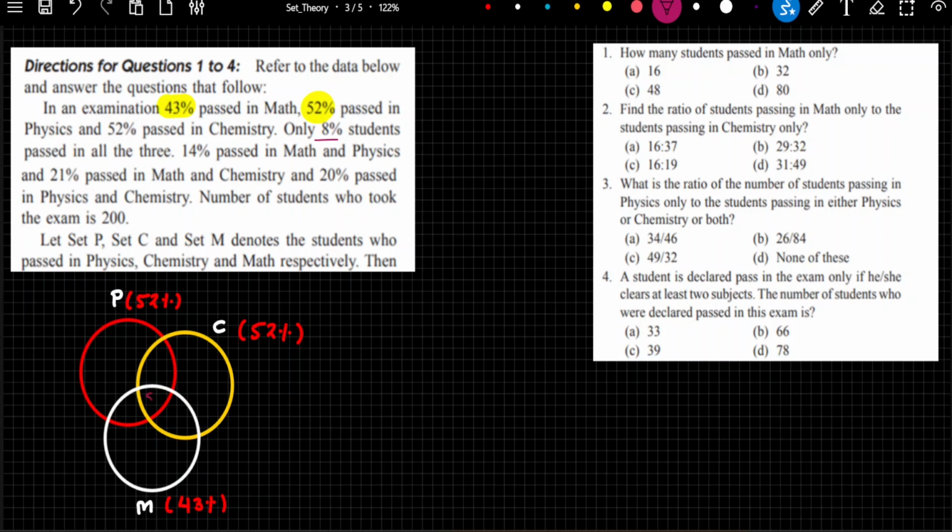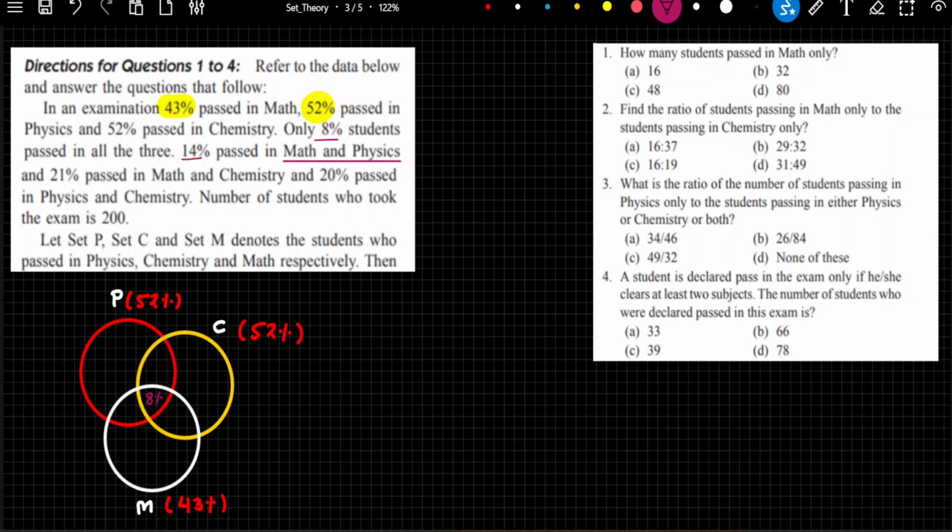We'll write it in the intersection of three circles. So the value of this part is 8%. And then it says 14% students passed in maths and physics. So guys, you need to be very careful what 14% is representing. 14% is representing students who passed in maths and physics both. It does not say only. It says maths and physics both.